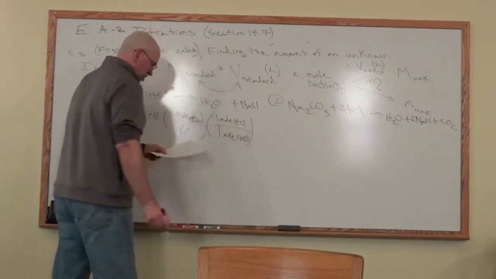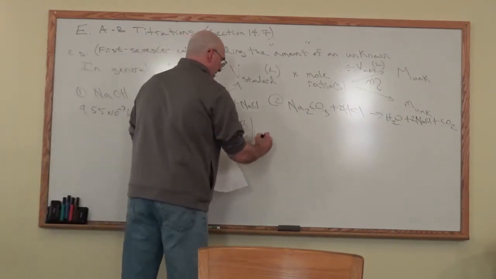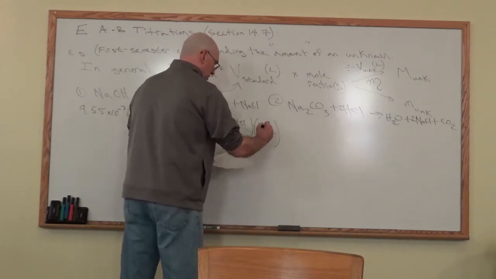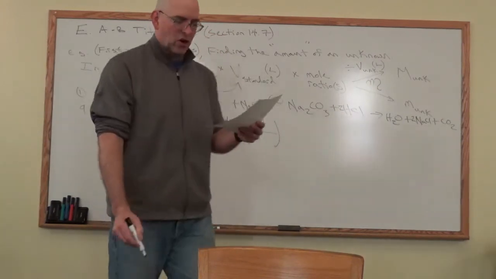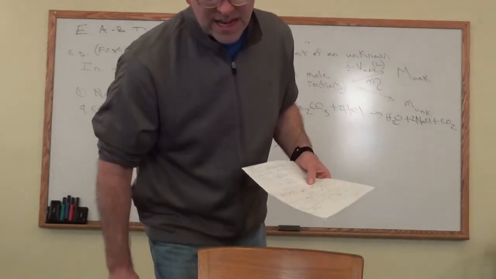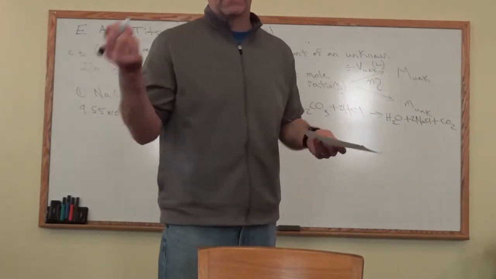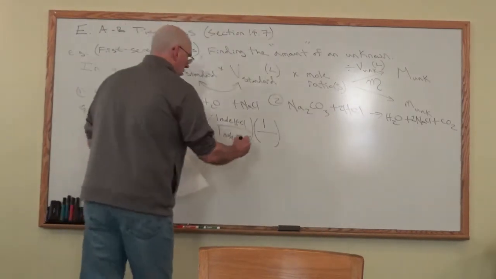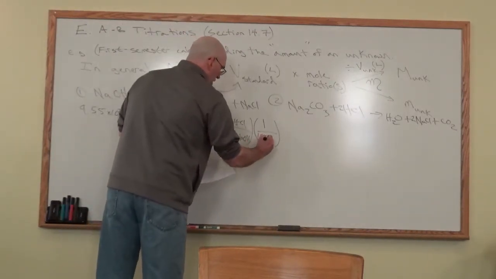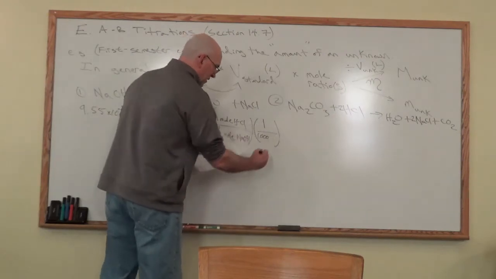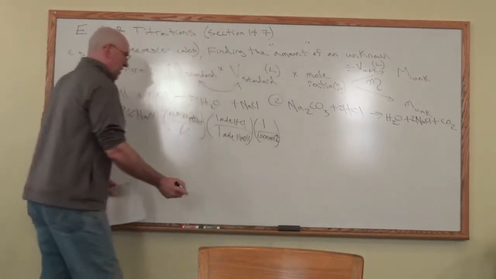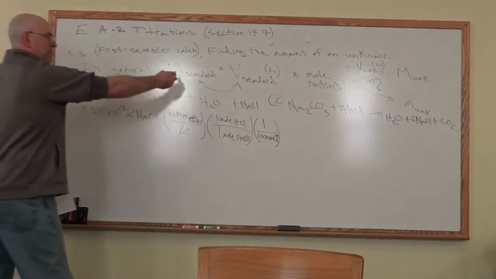It's a 1-to-1 ratio. And what are we trying to calculate? The molarity. And how much did I put in the Erlenmeyer flask? 10 milliliters. That's 10 times 10 to the minus third liters, or 1.000, got to carry all those sig figs, times 10 to the minus 2 liters.